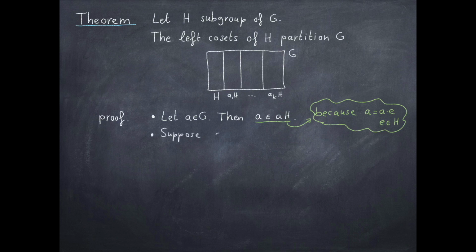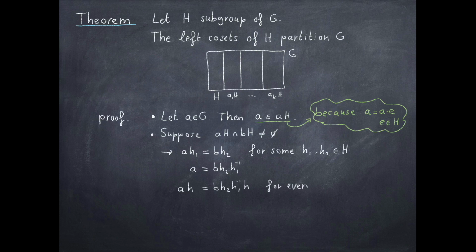We also want to show that every element is in at most one left coset of H. In other words, we want to show that the different cosets are disjoint. So suppose that we have two cosets, AH and BH, that are not disjoint. We have to prove that they are in fact the same left coset. Since the two left cosets are not disjoint, there must be an element that is in both. In other words, there must be elements H1 and H2, such that A times H1 is B times H2. Rearranging gives us that A is equal to B times H2 times H1 inverse.